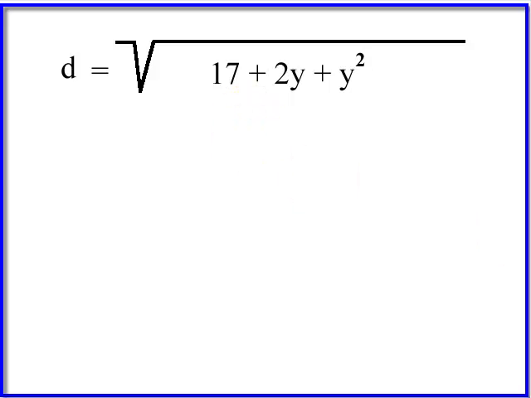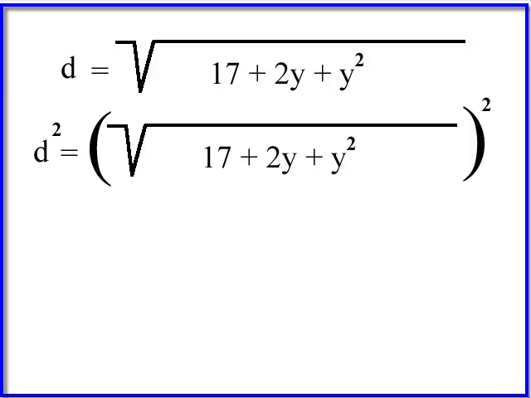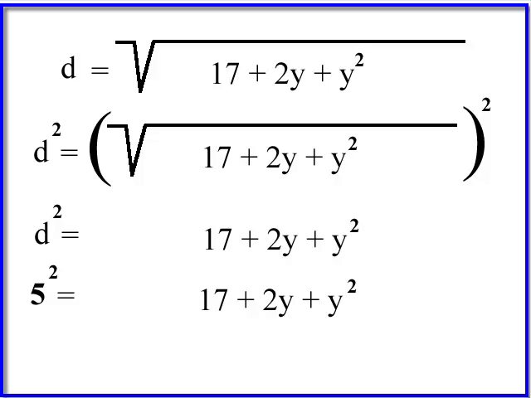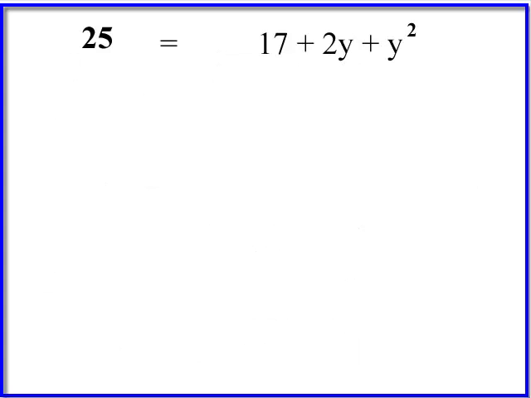Going to get some working room here. You've got a problem. How do you undo a square root, a radical? You square both sides. Okay, so I'm going to square both sides. So d squared equals that mess. And we know what d is. The distance has to be 5. That was part of the problem. So we're going to square 5. We get 25 equals that mess.